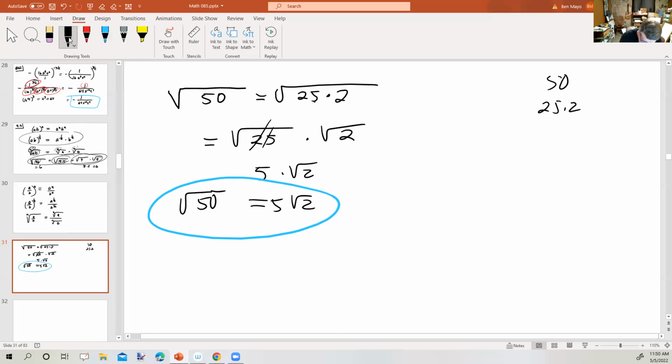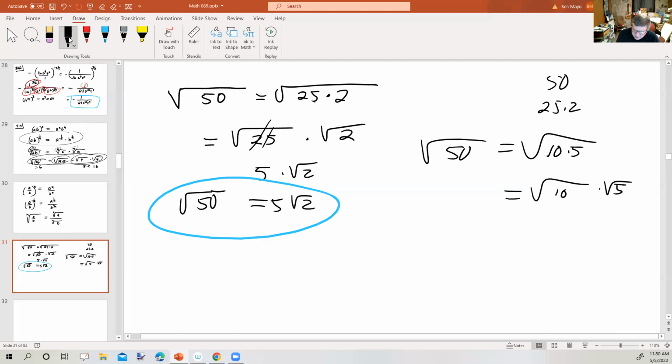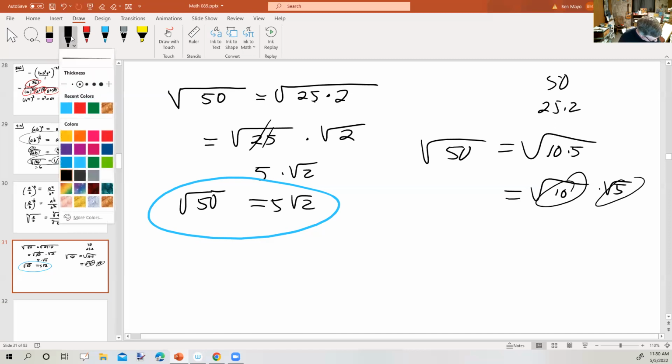All right, now let me go back for a minute. I could have also done this, but that's not useful because neither of those are perfect squares. The index, or in this case, the implied index of a 2, tells us how we want our factors to look. We want perfect square factors so that we can undo them and kick them outside. All right.